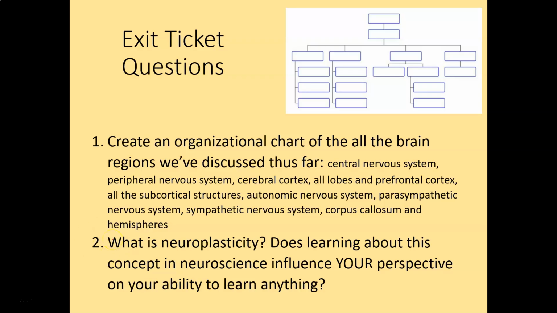Part of the reason why there's only 2 exit ticket questions is because the organizational chart is likely going to take you some time. So you just have one other exit ticket question for this particular lecture, and that's, what is neuroplasticity and how has it affected your perspective on your ability to learn?